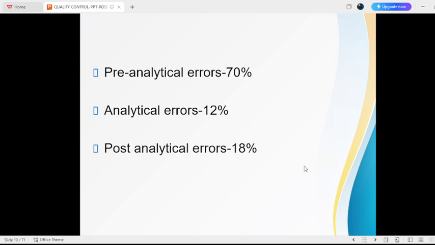Pre-analytical errors are the most common type of errors, approximately 70%. Secondly, analytical errors, 12%. And finally, post-analytical errors, approximately 18%. So we have to give more concentration equally in all areas, but particularly for the pre-analytical area, because 70% of errors are occurring in the pre-analytical area.